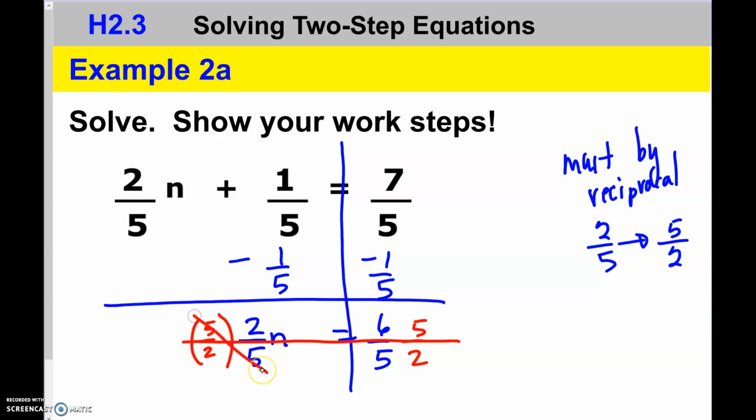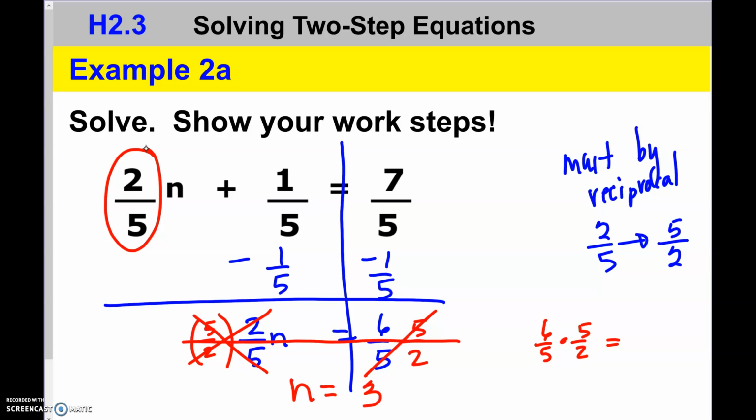So these 5's cancel, one on top, one on the bottom. 2's cancel, one on top, one on the bottom. So we're left with just n equals. And now we have a 5 on top and a 5 on the bottom, so those cancel out. And now it is 6 divided by 2. And what is 6 divided by 2? Is 3. Now remember, you can use your calculator. You can just put in your calculator 6/5 times 5/2 and hit your equal sign, and it's going to come out to be 3. So n is 3. So remember, when we have this fraction, we have to multiply by the reciprocal.